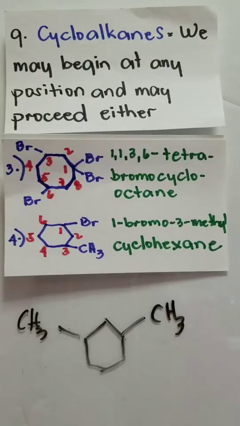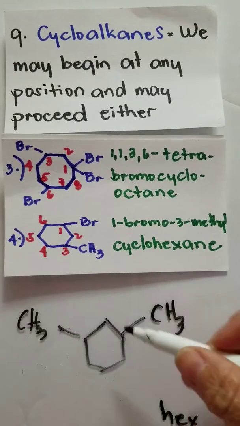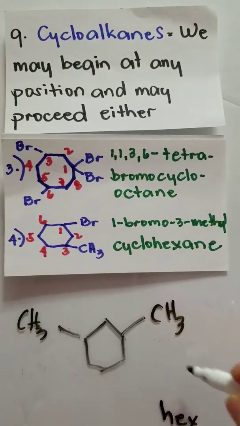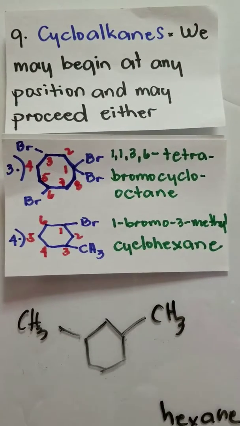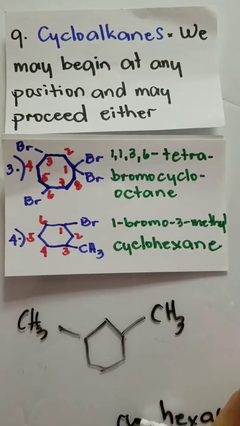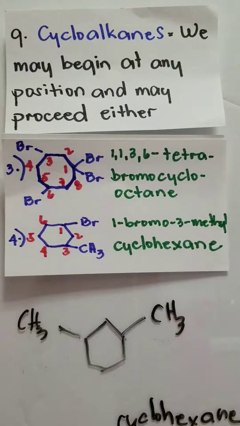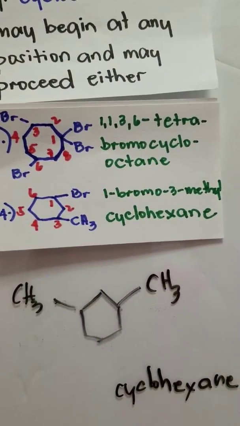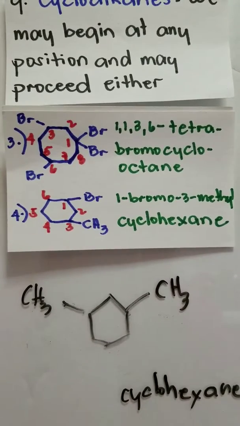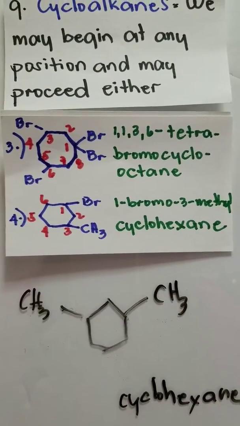How many corners do we have? 6. Okay, so therefore, the prefix for our parent chain is hex, having 6 carbon atoms. And in this closed ring structure, you have only single bonds. Therefore, we have the suffix -ane, meaning our parent chain is hexane. Being a closed ring structure, we have the prefix cyclo. Cyclohexane.